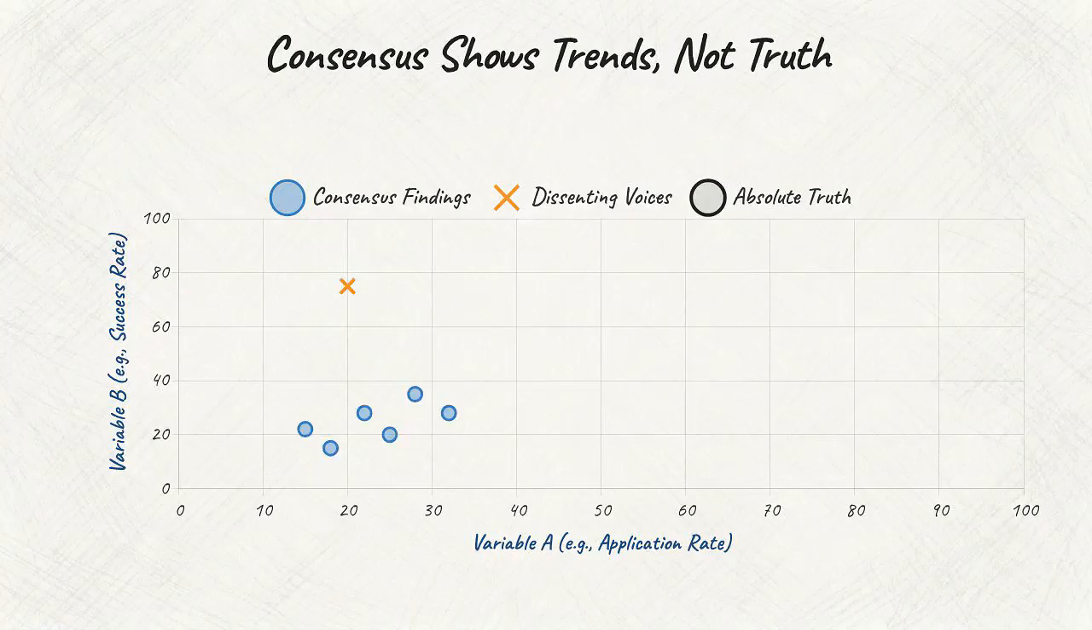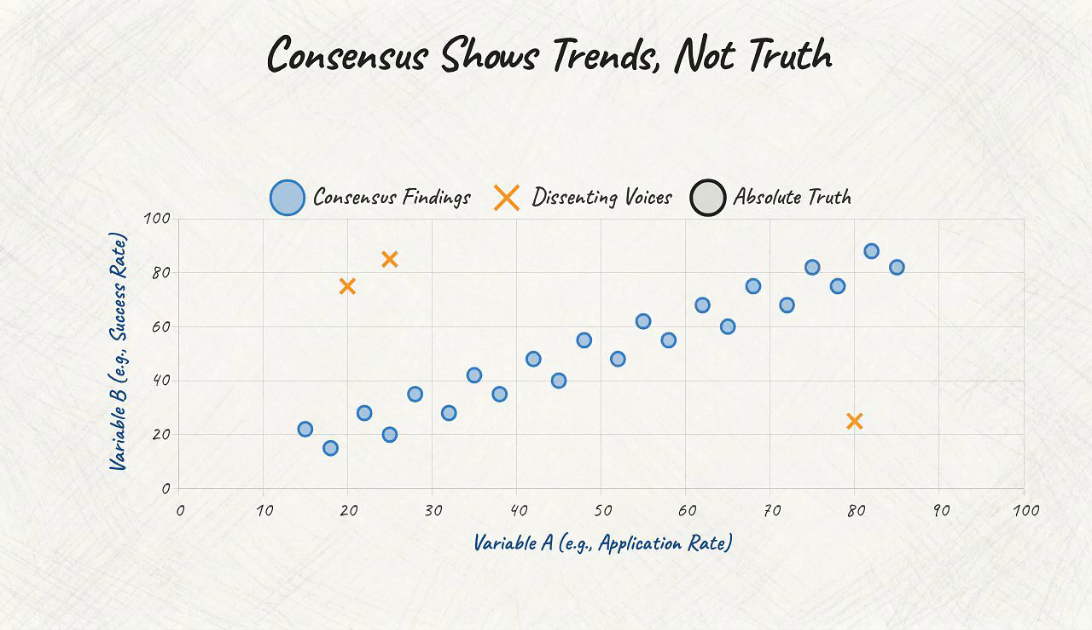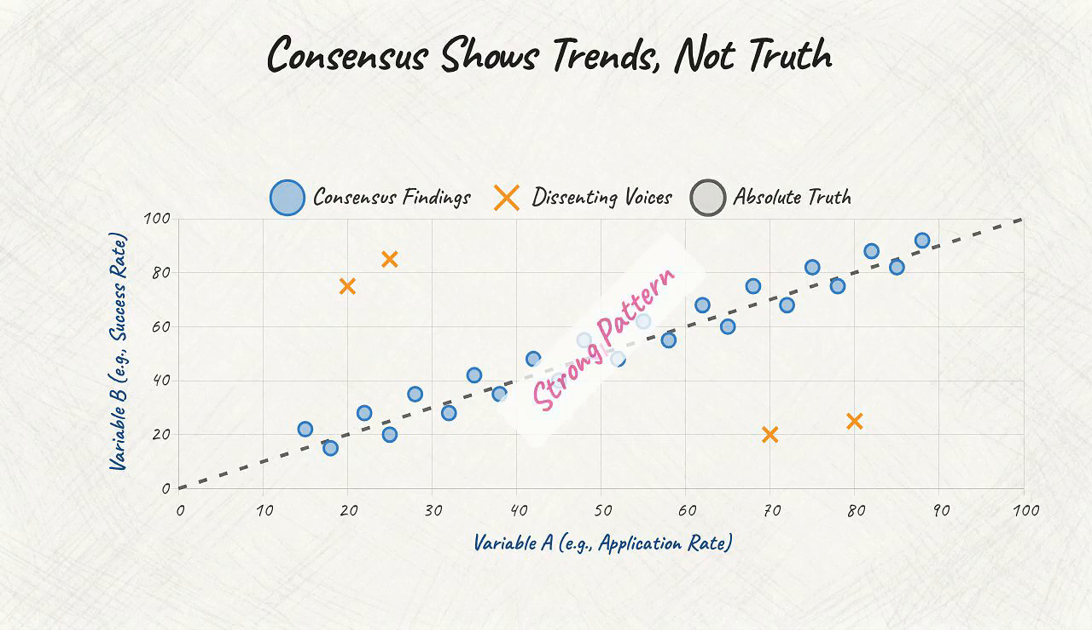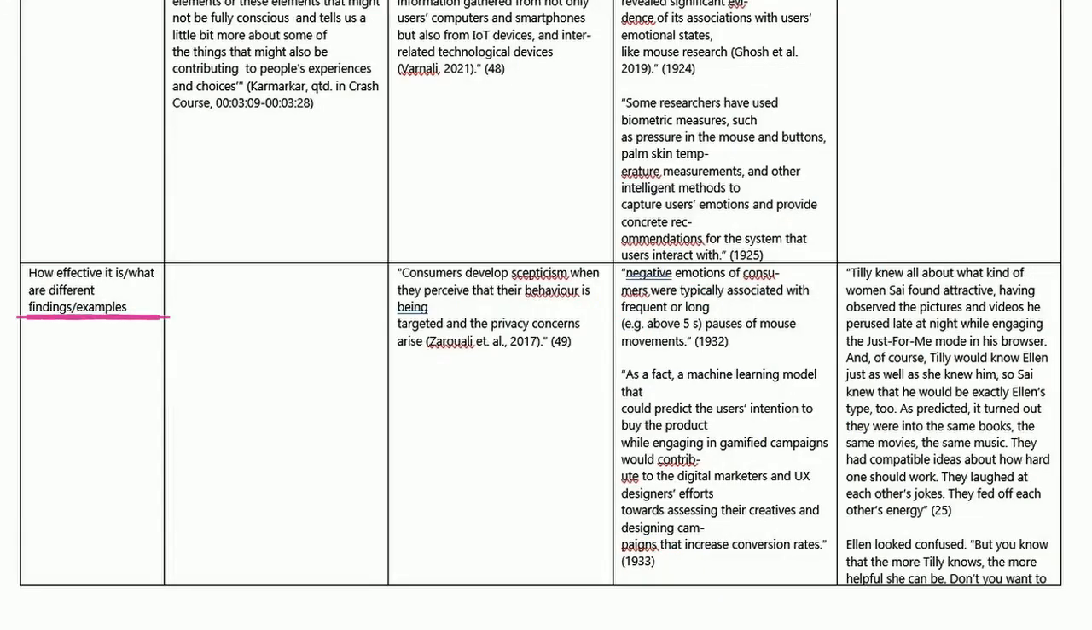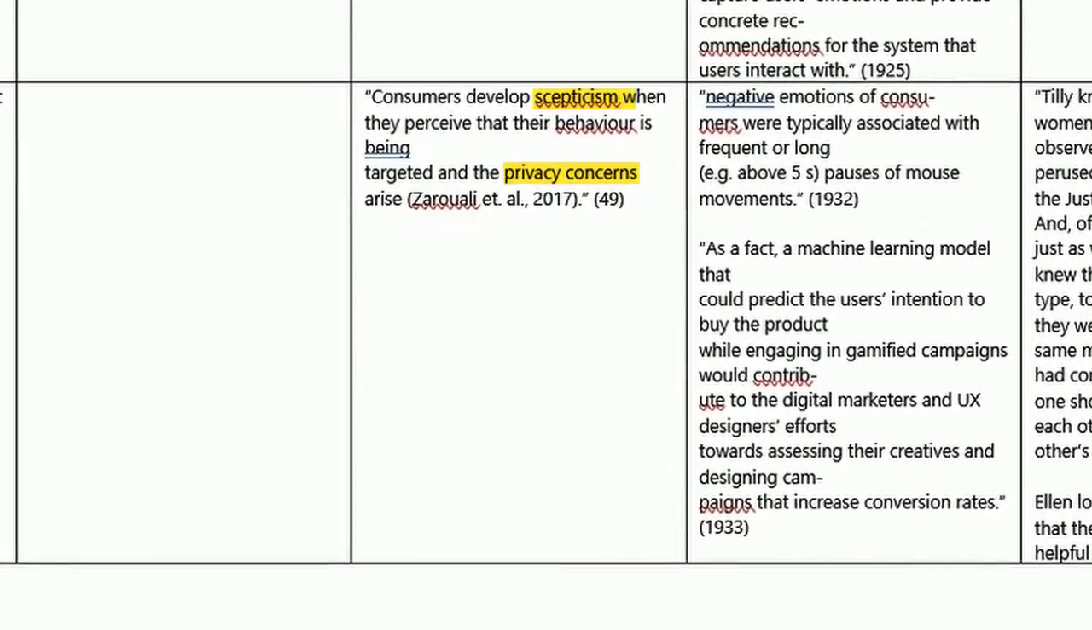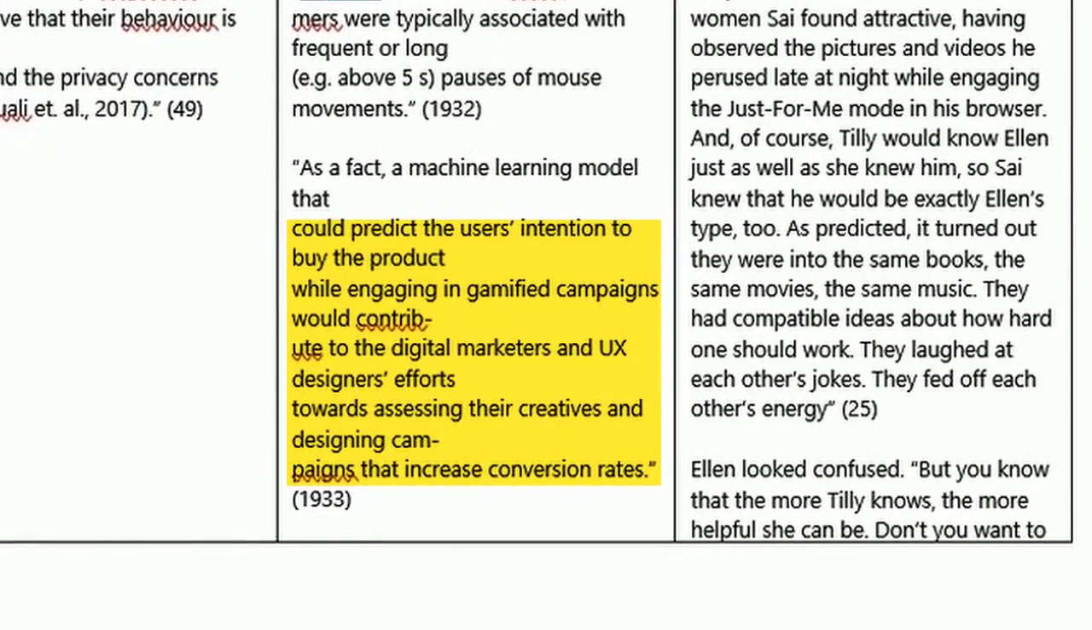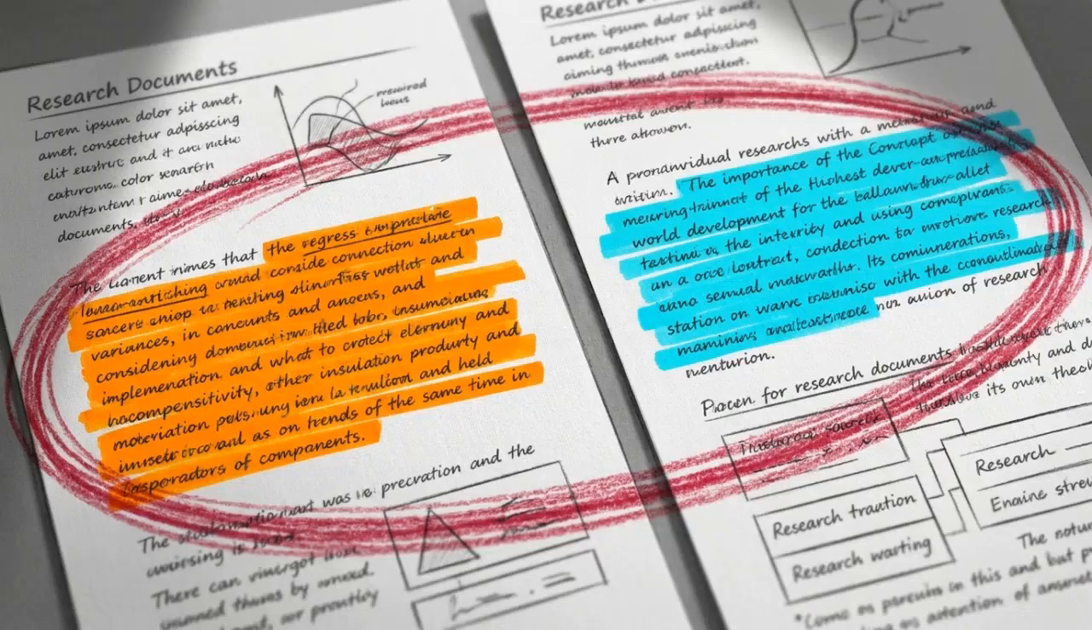However, consensus in your research does not guarantee absolute truth. It simply shows a strong pattern in the available data. You also have to track diverging perspectives within a subtopic. In this row, one source highlights consumer skepticism regarding privacy, while another champions the effectiveness of predictive machine learning models. Identifying these specific areas of agreement and disagreement provides the nuance required to map the actual complexity of your topic.